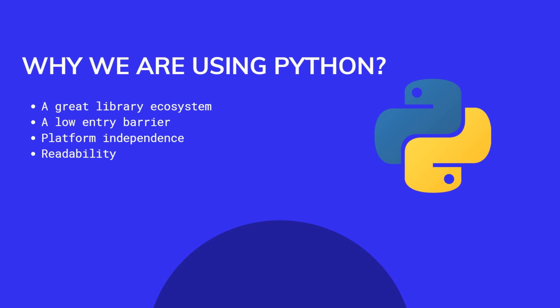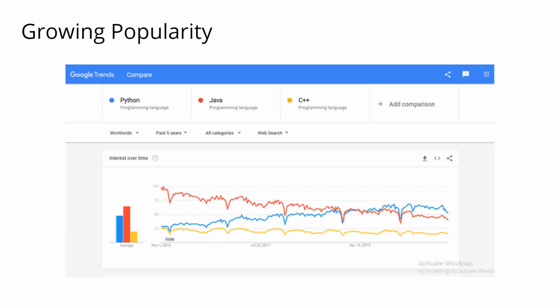So why are we using Python? It has thousands of libraries that we can use in our daily programming. Python is easy to use and easy to learn, so it has a low entry barrier. It is also platform independent. The same code can be run on any operating system. It has high readability, that is why Python is a high-level language. Here we can see the growing popularity of Python in the last 5 years. And now Python is more popular than Java.